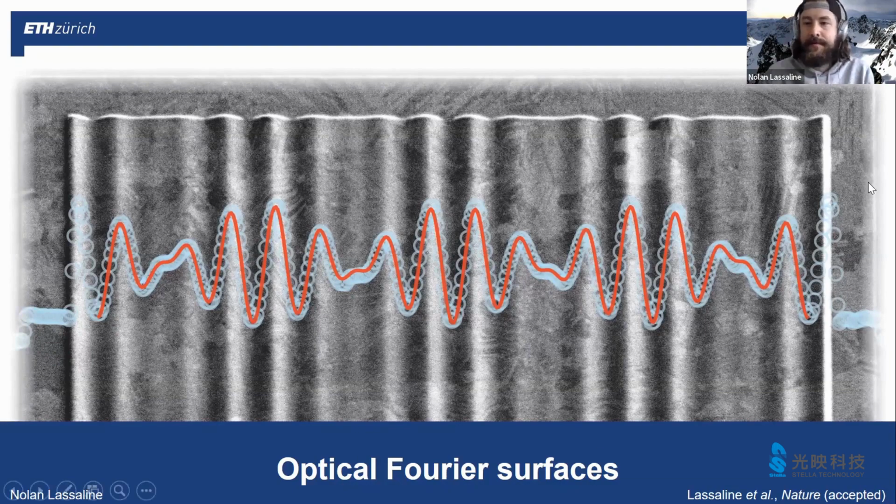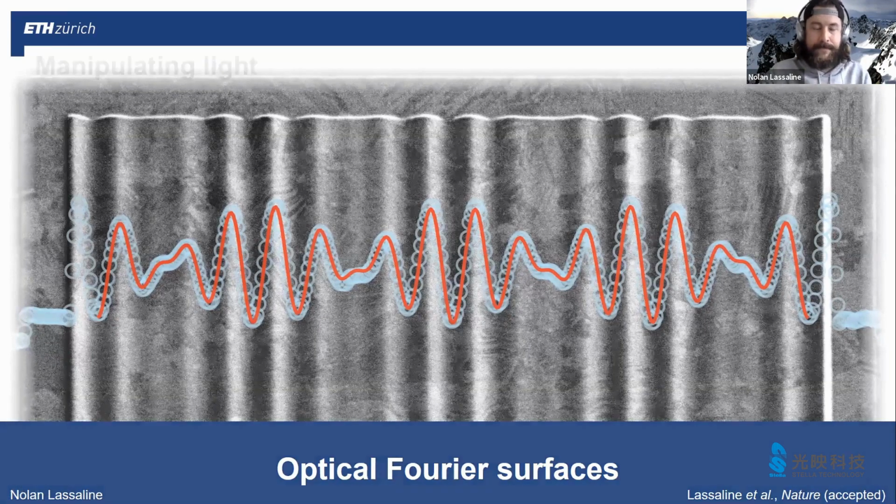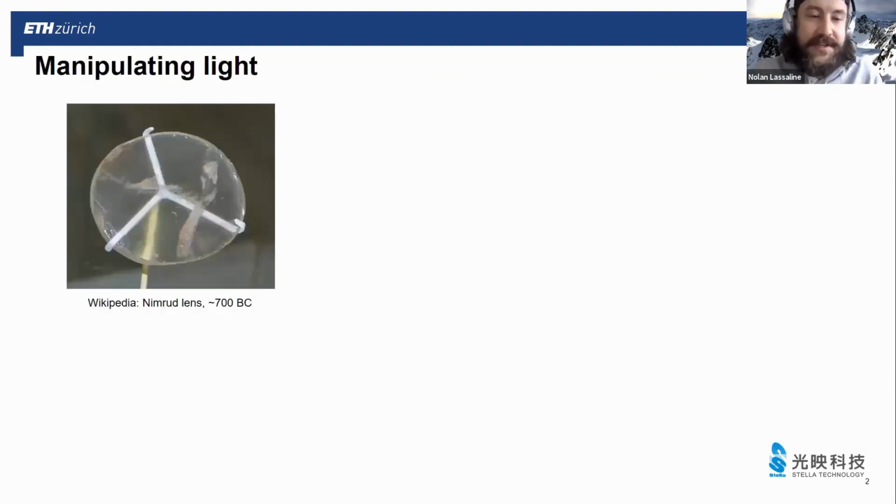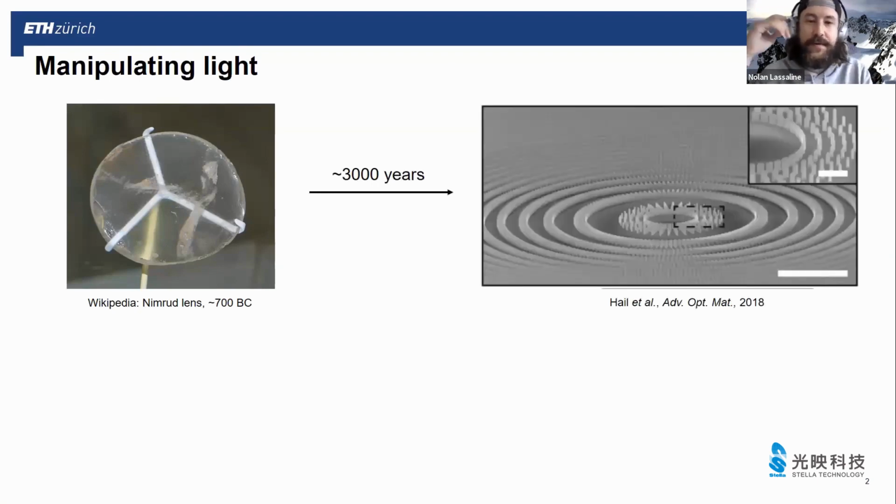So the topic today will be on what we call optical Fourier surfaces. And so our story actually starts a long time ago. Basically, as long as humans have been around, we've been trying to manipulate light through various means. And funny enough, this lens on the left is from ancient civilizations, but if we fast forward till modern times, we really haven't changed that much. We're still doing the same thing.